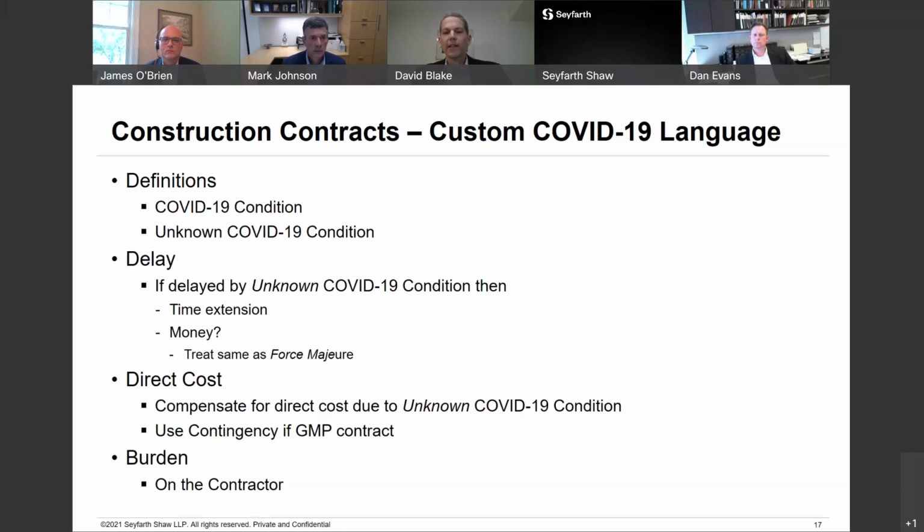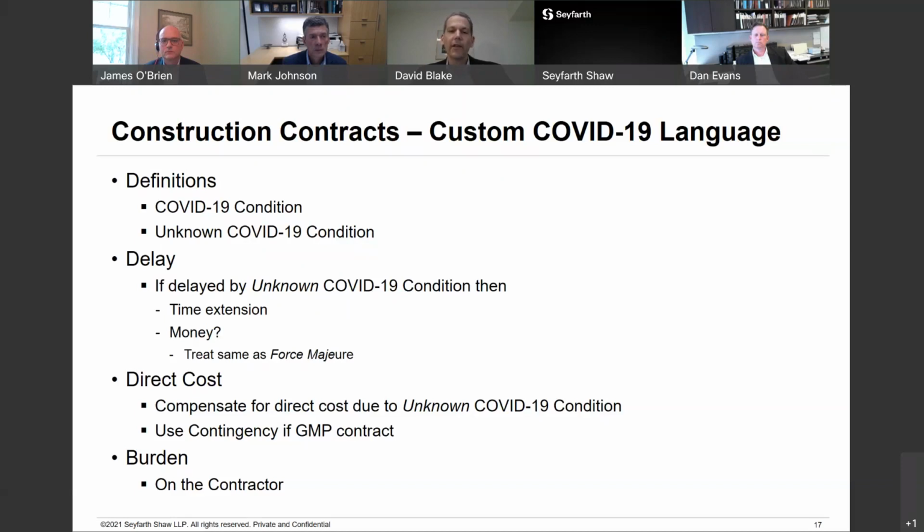So with respect to the custom COVID-19 language that I've developed, I wanted to walk through some of the main provisions that I've been using in a number of projects. And this has been on private projects as well as some public projects for foreign governments with embassy jobs in the district. And I'm hoping that these will create some ideas that you might find helpful for your contracts as well. Like a building is built on a foundation, for the contract, our foundation is really the definitions.